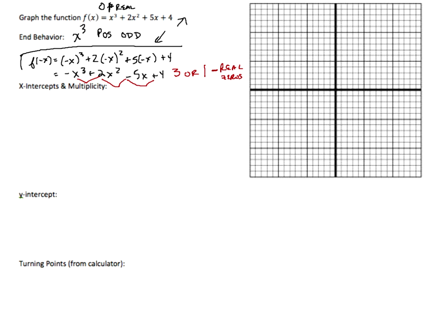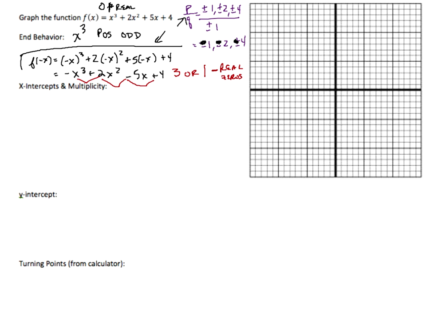P over Q to narrow down what those zeros could be. We have P over Q, which is plus or minus 1, plus or minus 2, plus or minus 4 over plus or minus 1. So my only possibilities are plus or minus 1, 2, and 4. And I don't have to try the positives, because I'm told that there are no positive real zeros. So the only possibilities for real zeros are -1, -2, -4.